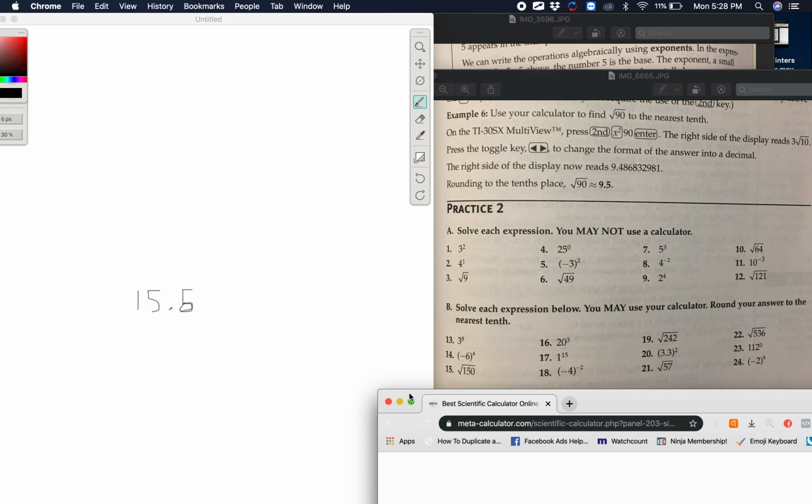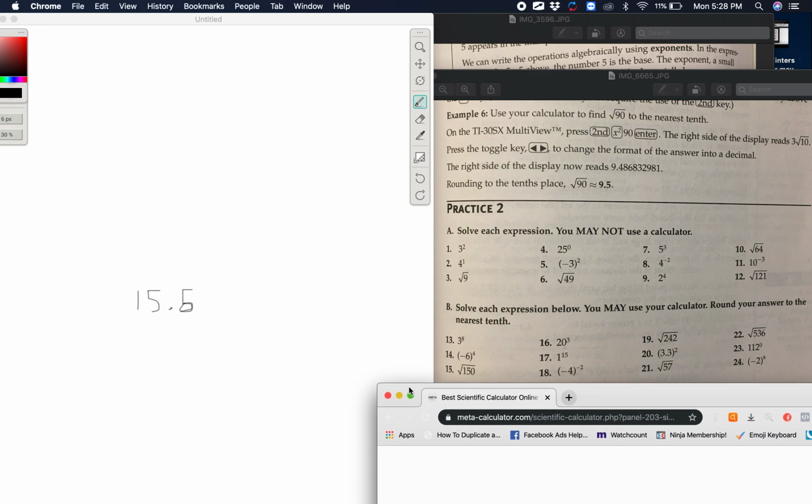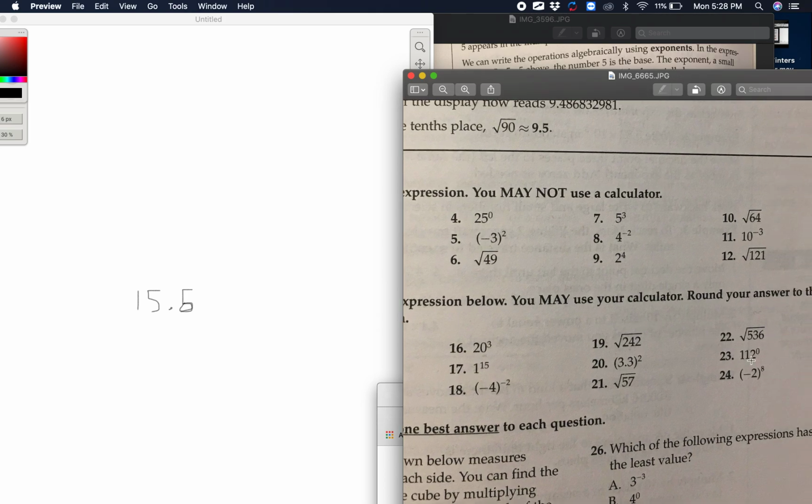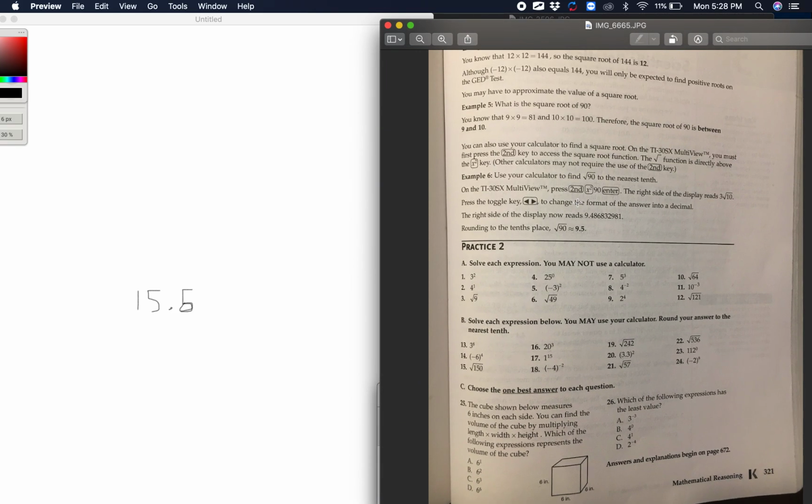Trying to think here if there's any other ones that you might need help with. Same with this one, just put that into the calculator, guys. You will get 10.9. This one here, remember, anything to the power of 0, on number 23, 112 to the power of 0 equals 1. These other ones I've pretty much already covered. So, the last two problems we have is this.